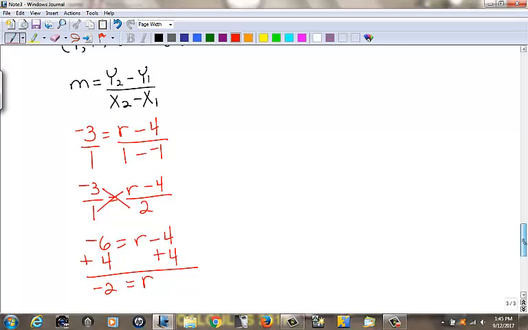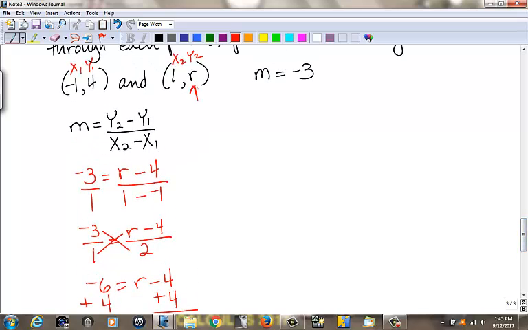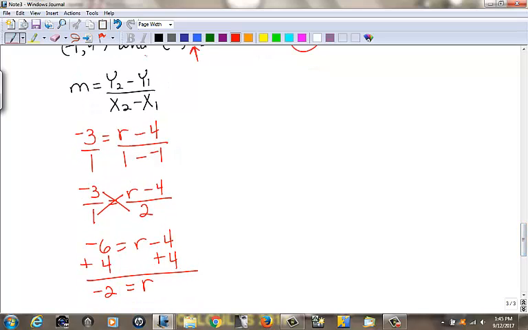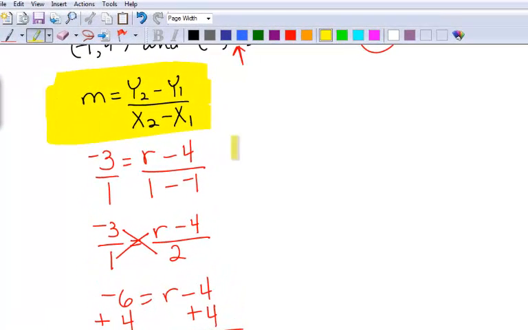Okay? And again, you could check it if you put it back in here to this ordered pair. You could check it by drawing the line and doing the slope, and your slope ought to be -3 as a check. So if they're asking you anything like that, use your formula for slope, and then just substitute in. Okay?